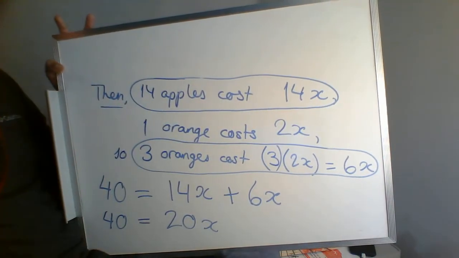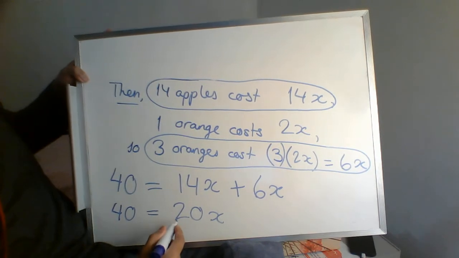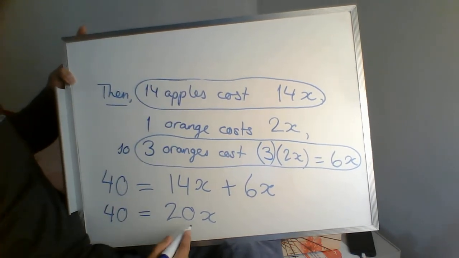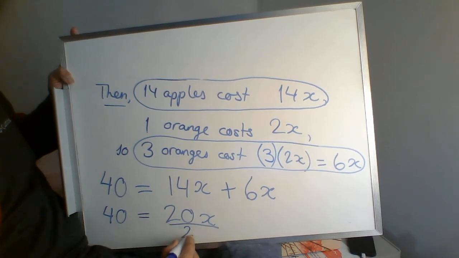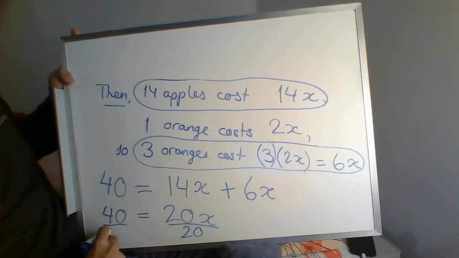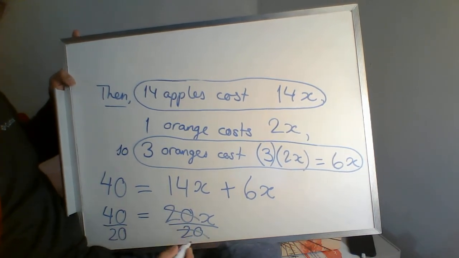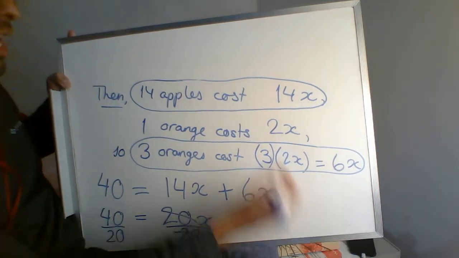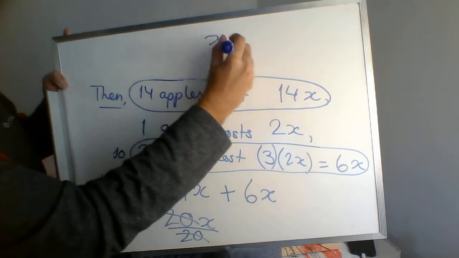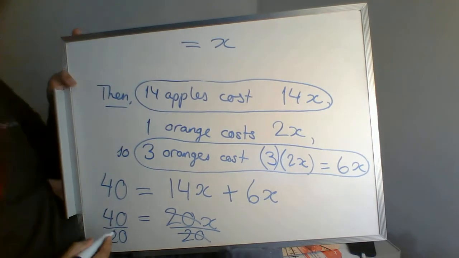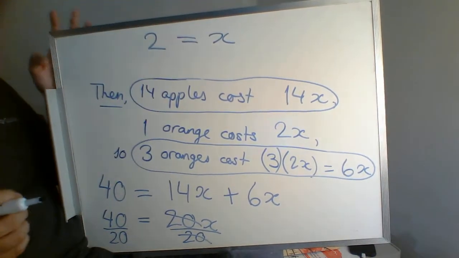You can probably see what the answer is at this point, but we don't want 20 times x, we want just x. So I'm going to divide this side by 20, and I'm going to divide this side by 20, and so on the right side, the 20 and the 20 will disappear, and I'll be left with just an x. On the left side I've got 40 divided by 20, which is 2.